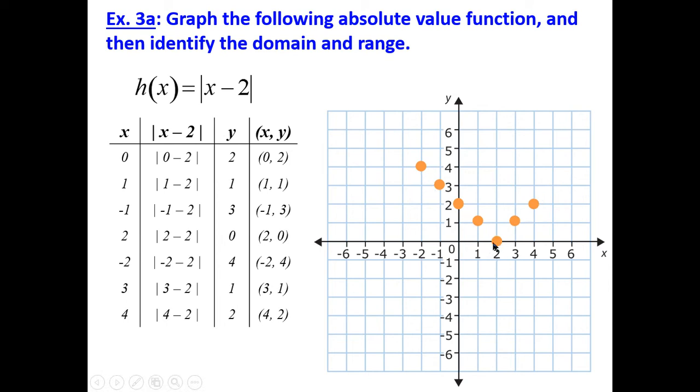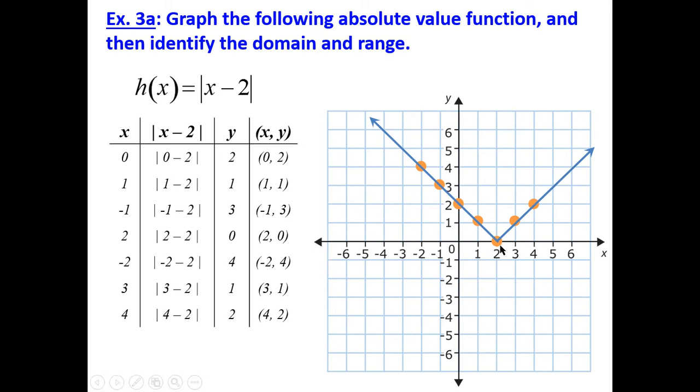So I'm pretty confident I'm able to stop plotting points at this point, and I can just connect the dots with my lines. So that's the picture of the function h of x equals the absolute value of x minus 2. The only thing left for us now is to identify domain and range.